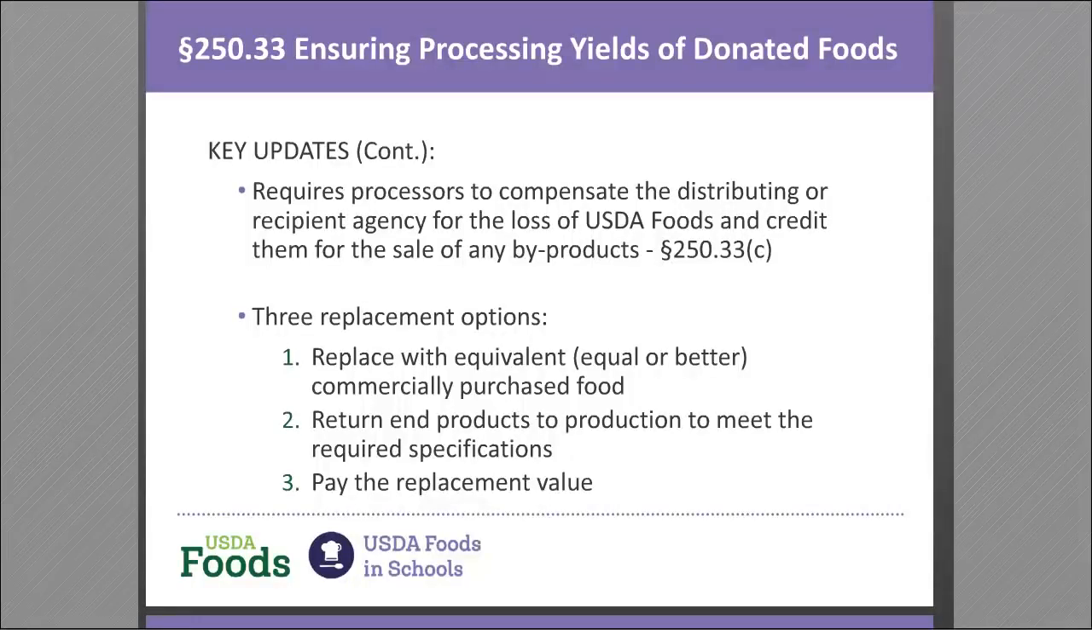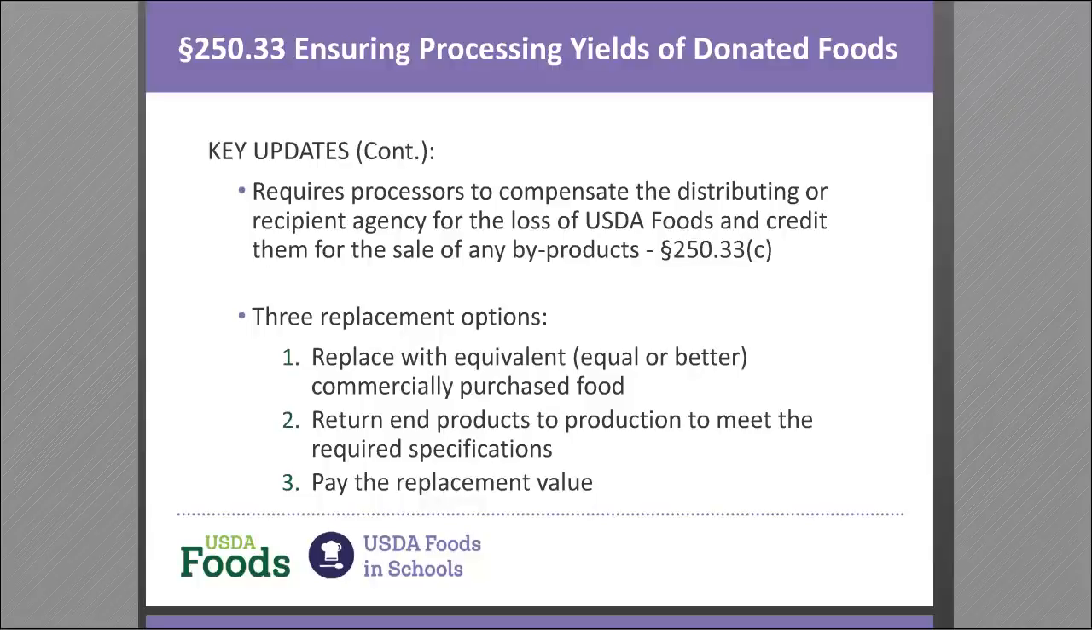In 250.33C, we require that the processor compensate the distributing or recipient agency as appropriate for the loss of USDA foods or for commercially purchased foods substituted for USDA foods. Loss of USDA foods may result for a number of reasons, including the processor's failure to meet the required processing yield or failure to produce end products that meet required specifications, spoilage or damage of USDA foods, or improper distribution of end products. In order to compensate for such losses of USDA foods, we require that the processor take one of the following actions.